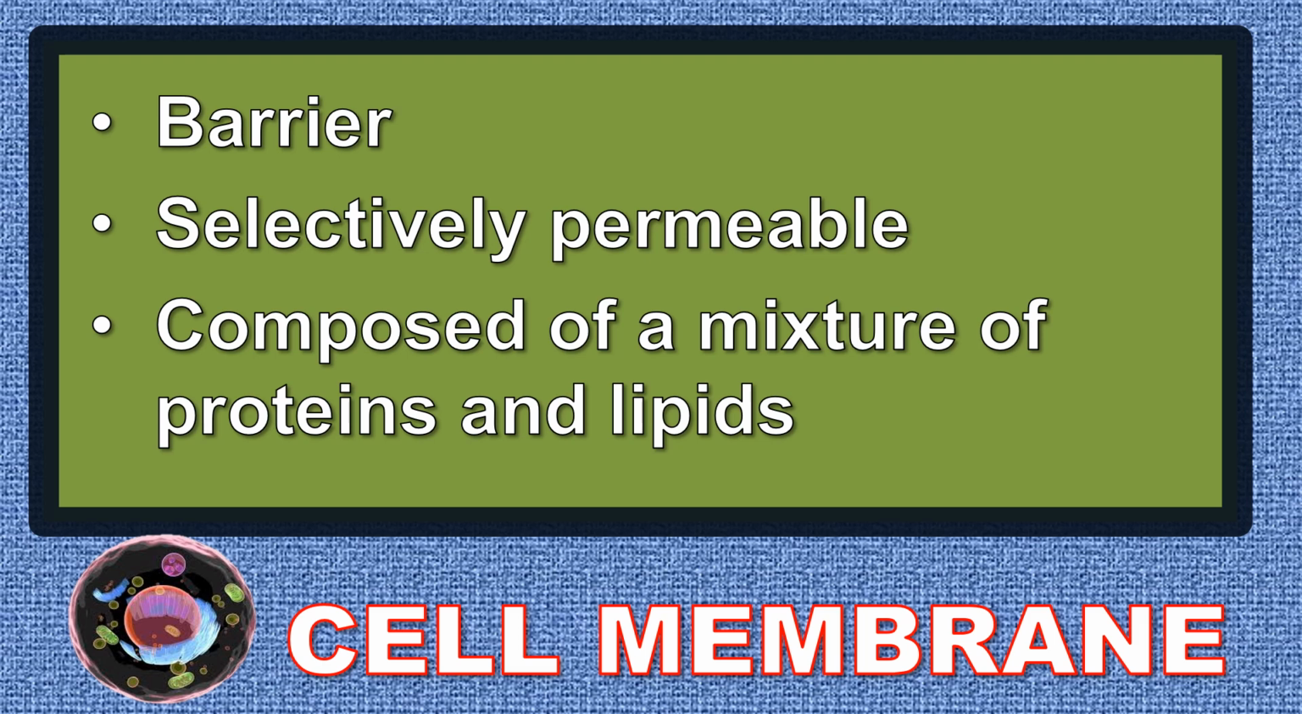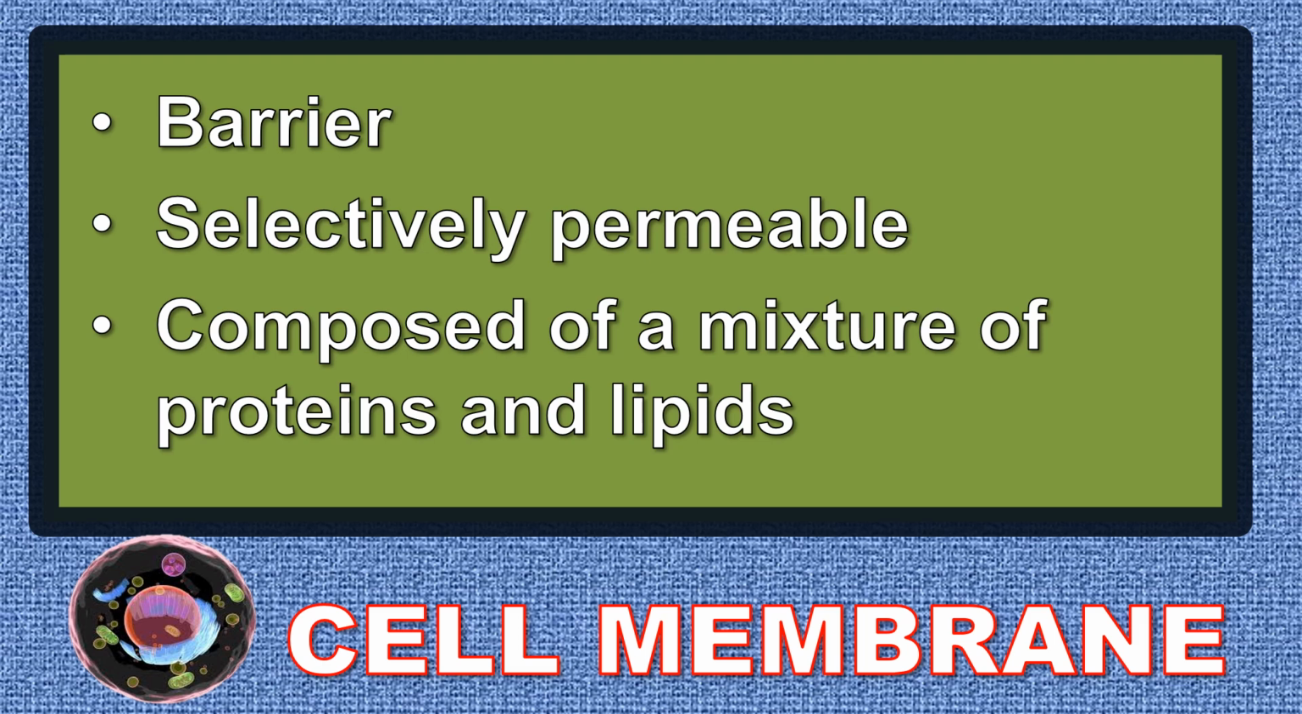Cell membrane is also selectively permeable, wherein it regulates the substances that will enter and exit the cell, meaning allowing only certain molecules to cross and relaying messages via a chain of molecular events. And lastly, cell membrane is composed of a mixture of lipids, carbohydrates, and proteins.